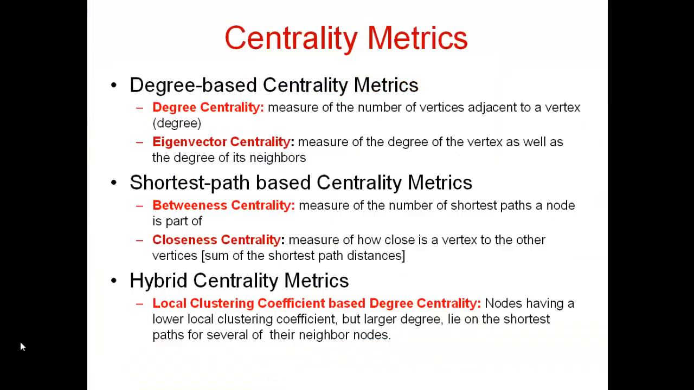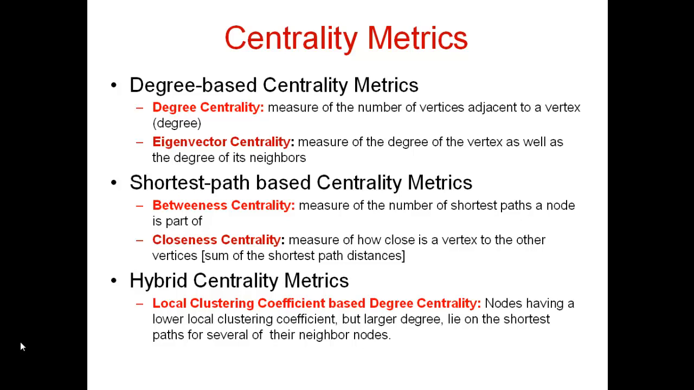Okay, so the degree-based centrality metrics, shortest path centrality metrics, and then the hybrid of these 2 categories. Now for each category we will look at 2, the first 2 will get 2 each, and then for the last one we will look at 1 metric. So just from the definition point of view, we kind of saw what the degree centrality means. Again, for centrality metrics we are going to compute for each vertex.